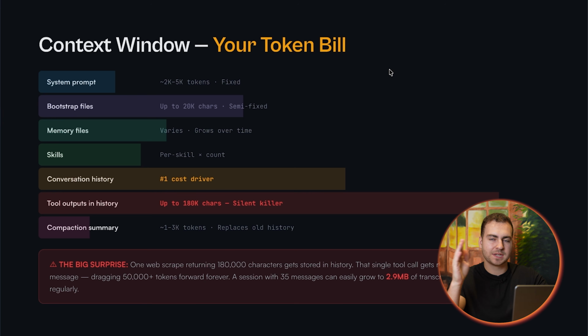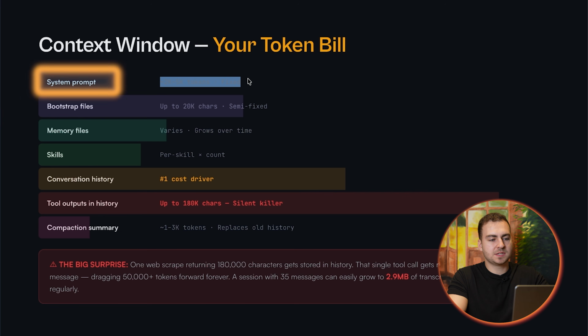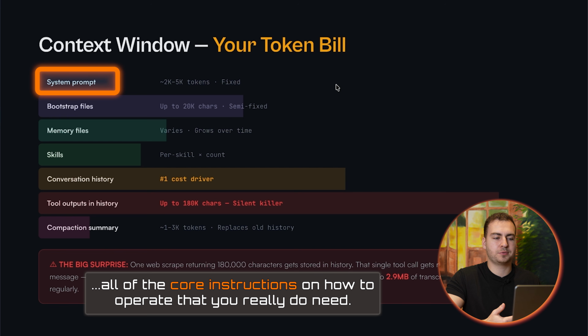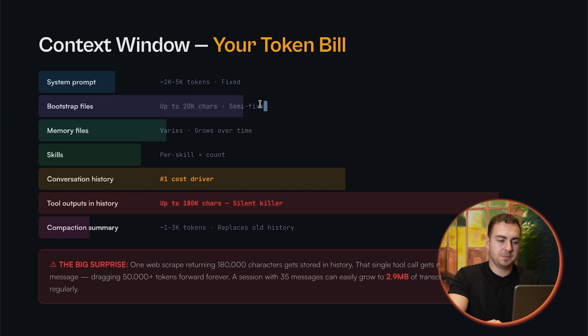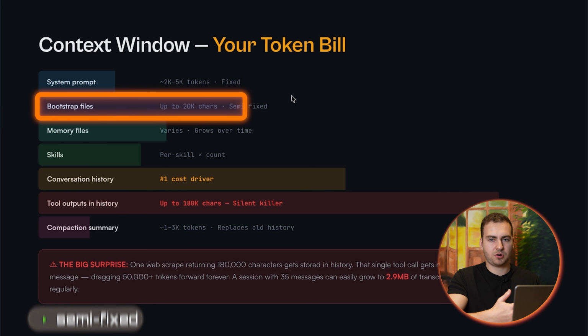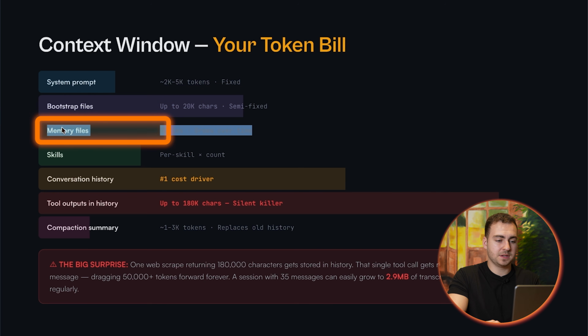Now, you can see that I've created this chart here where effectively there's all these different things that get loaded into the LLM, like I talked about, anytime you start chatting with it. Now, the first is the system prompt. This is something that's fixed. You can't really adjust this very much, and it doesn't make a massive impact, but this is all of the core instructions on how to operate that you really do need. The next can be bootstrap files. So these are semi-fixed. Sometimes you need them, sometimes you don't. Again, what do you read on startup to have the information you need to continue for the rest of the chat? Next, we have things like memory files.